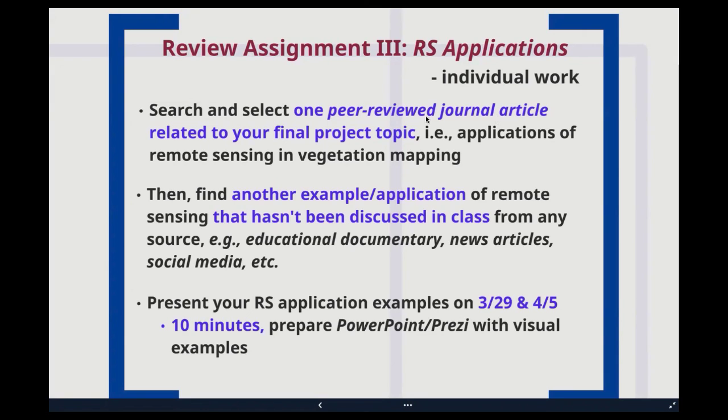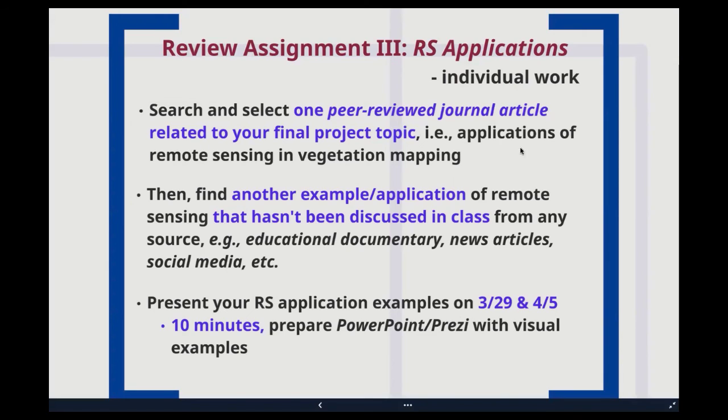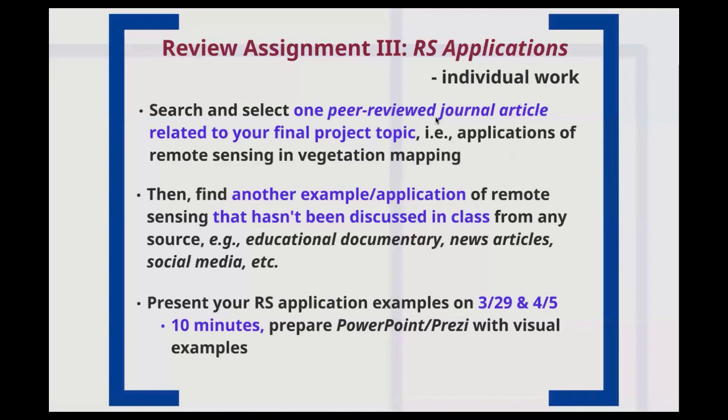It's individual work. You will first select a peer-reviewed journal article related to your final project topic. For example, if you're running land use and land cover mapping, you can find an article on land use and land cover mapping and then present the article. Or if you're interested in different applications, you can do vegetation mapping or urban heat island or LiDAR. So find one peer-reviewed journal article related to your final project. Let's make sure it's really peer-reviewed. Let's avoid using something like a NASA report article. Those are not really peer-reviewed, and sometimes even the NASA report comes from an original peer-reviewed article. So you want to go back to the very original peer-reviewed article.